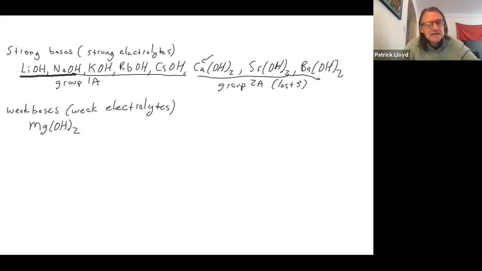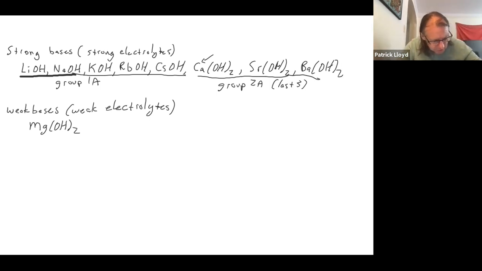But since it is a base, it will react with acids. It'll neutralize acids. So if you have an upset stomach because of acid reflux, you can take some of this milk of magnesia. It's a suspension, an emulsion in water. You drink it, and then the magnesium hydroxide will react with the acid in your stomach and reduce the acidity of the solution. But it's not a strong base, really owing to the fact that it's just not very soluble.